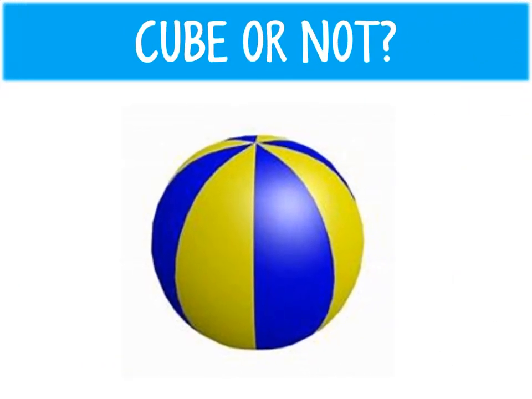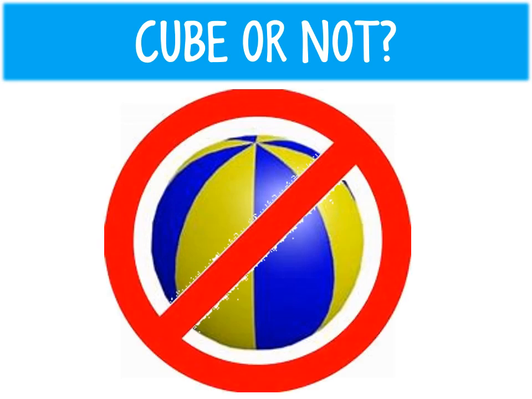I'm going to show you some pictures. You decide in your head if it's a cube or not. So this beach ball, is this beach ball a cube? It is not a cube. This beach ball is round, doesn't have squares, so it is definitely not a cube.